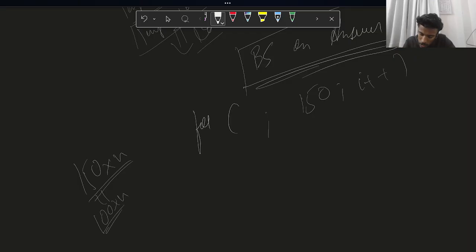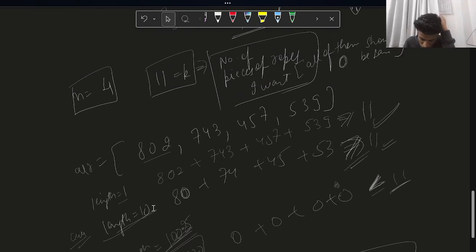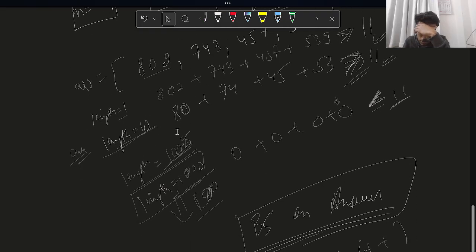So what we will do is simply take low and high, and take mid. For mid, we will check the answer, and how will we check? Simply divide each of the lengths by the mid value. Suppose we took length equal to 10.5. So simply divide 802 by 10.5. Calculate the number of pieces you get, and add them just like we were doing it.